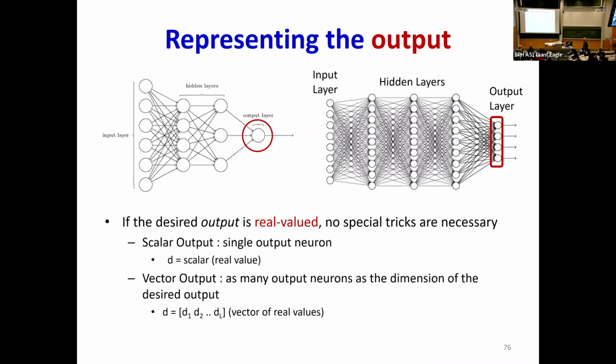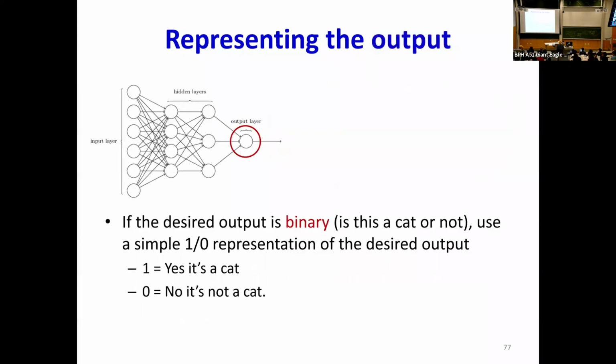The output, if the desired output is real valued, for example, if your network is performing a regression, then there's no big deal. If you're trying to predict a single scalar value, then the network is going to have a single output neuron, which outputs a real value, and the desired output is also going to be a real value. If your network is making a prediction of vectors, then there will be as many output neurons as the number of components in the vector you're trying to predict. The network output will be a real valued vector. The desired output is also a real valued vector. And because everything is real valued, there is no mystery.